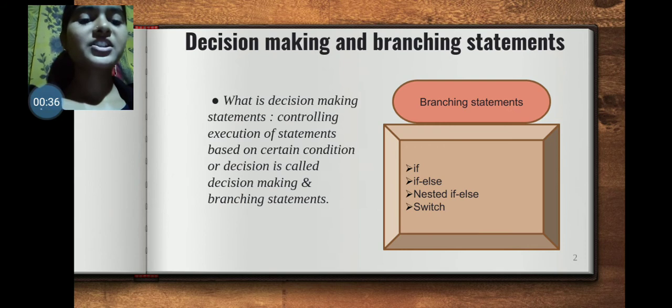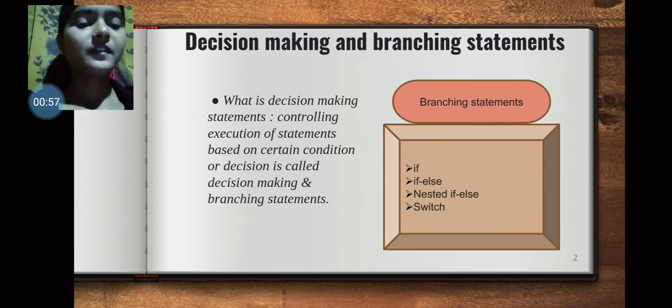Decision making and branching is one of the most important concepts of computer programming. Programmers should be able to make logical true or false decisions based on the condition provided. Generally, a C program executes its statements sequentially, but in order to solve problems, we may have some situations where we have to change the order of executing the statements based on whether some conditions have been met or not. So controlling execution of statements based on a certain condition or decision is called decision making and branching statements.